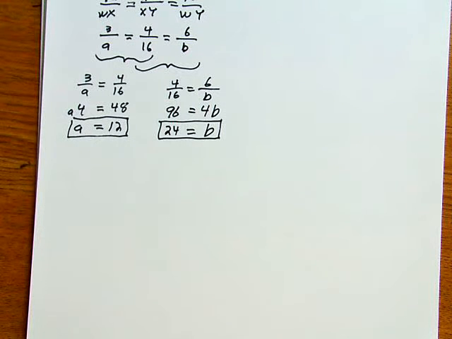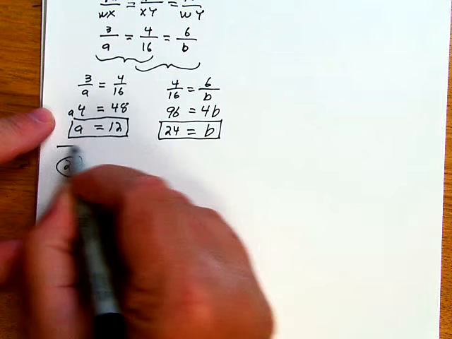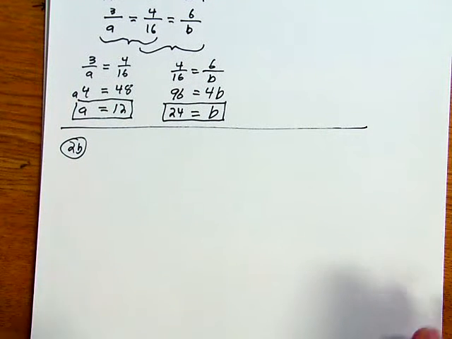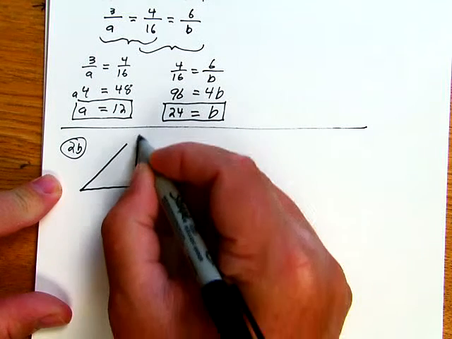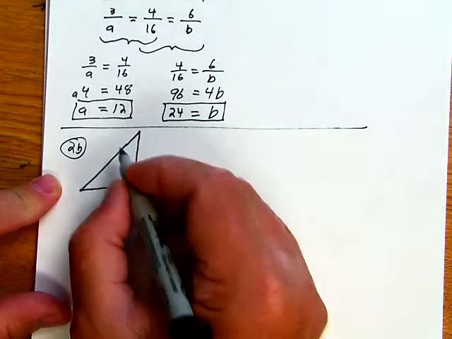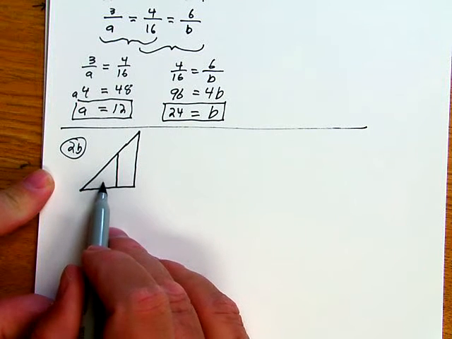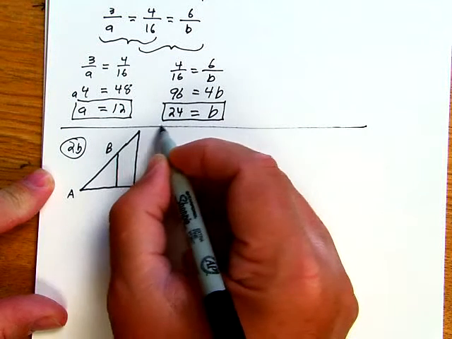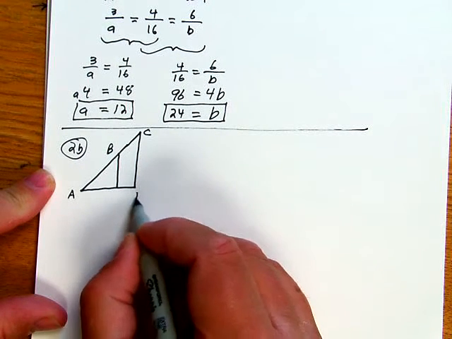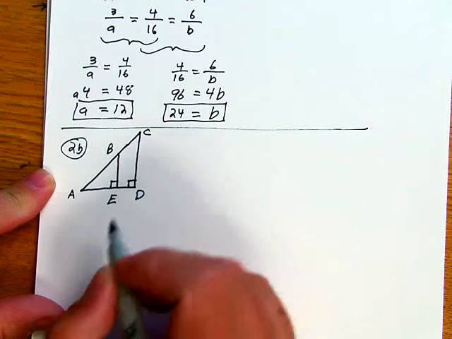Okay, let's look at example 2B in your book. In 2B, we have this triangle. And this is kind of a triangle drawing that you'll see a lot in the books. It's one triangle with a small triangle inside of it. Okay? And we'll call this A, B, C, D, and E.